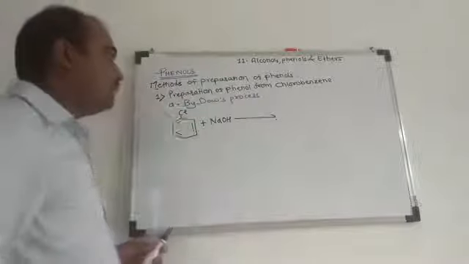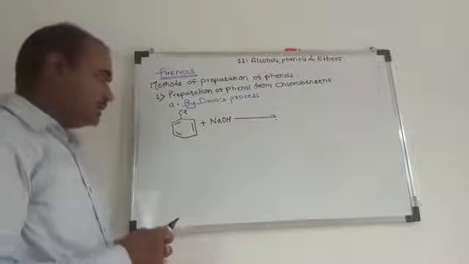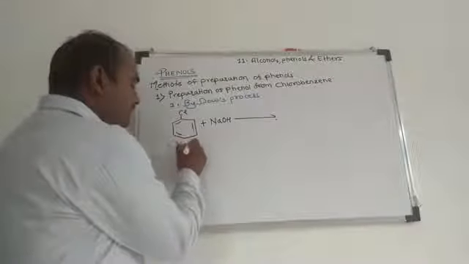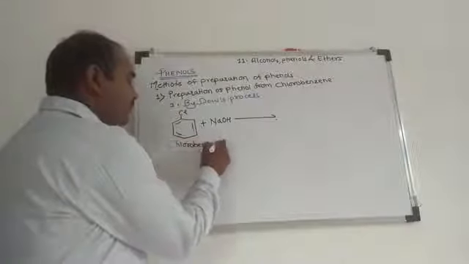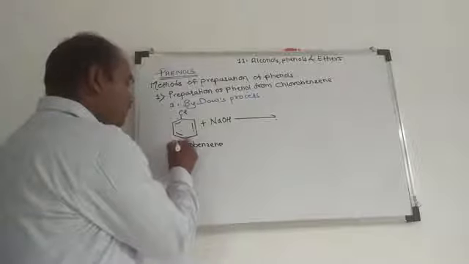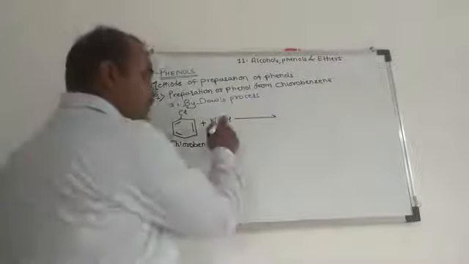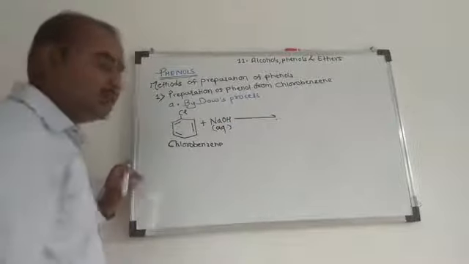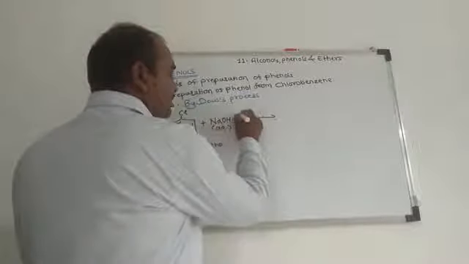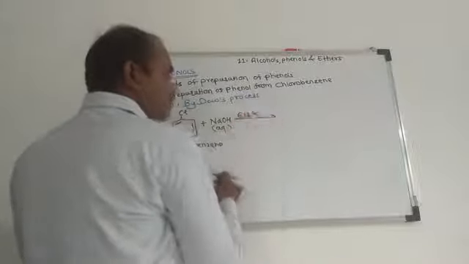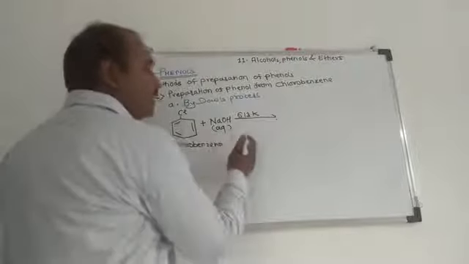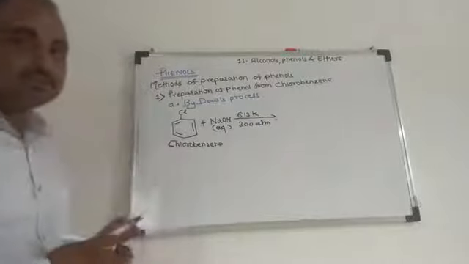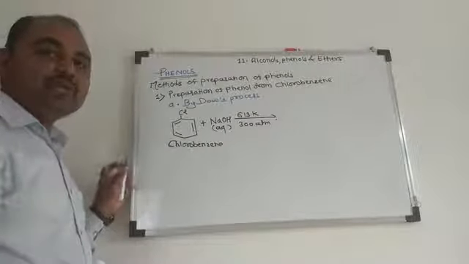First is the Dow process. So what happens in the Dow process? Look here. This is chlorobenzene. Now this chlorobenzene is heated with aqueous sodium hydroxide, at temperature 613 Kelvin. Also here we have to apply pressure, that pressure is 300 atmospheric pressure.